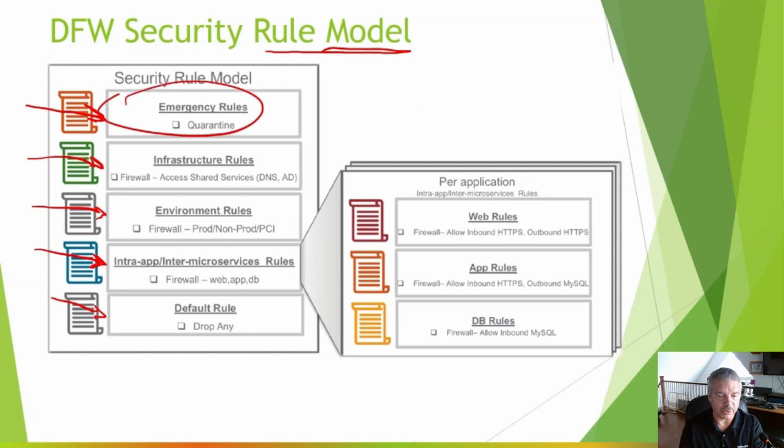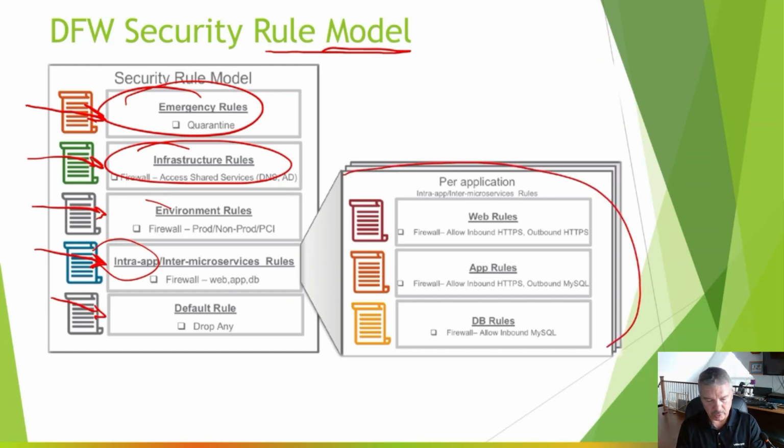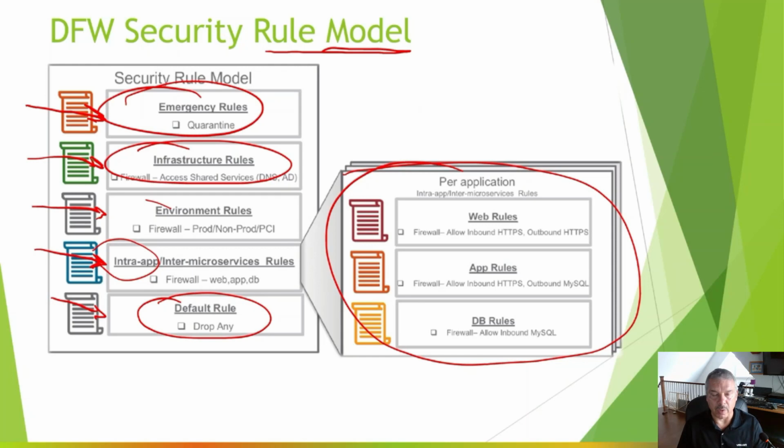One of them could be emergency rules. Block everything, or quarantining or something like that. Another category could be my infrastructure rules. This is where I would put all my rules for my, let's say, DNS servers, NTP servers. Everybody needs to talk to DNS. Everybody needs to talk to NTP, Active Directory, or whatever. Then I can have environments or app rules, so my application rules, where I can make rules per workload. And there's also a default rule as well.